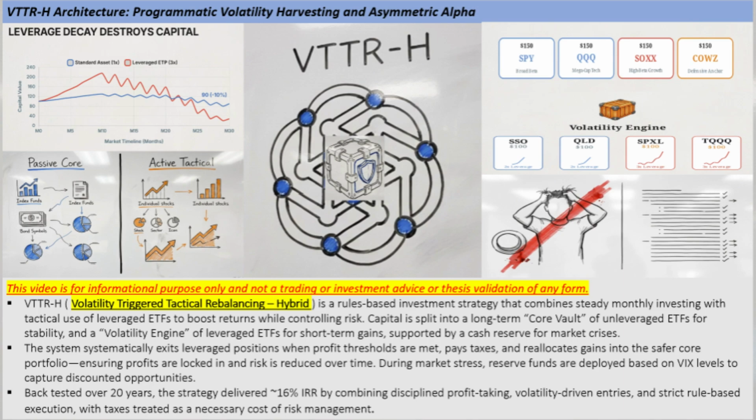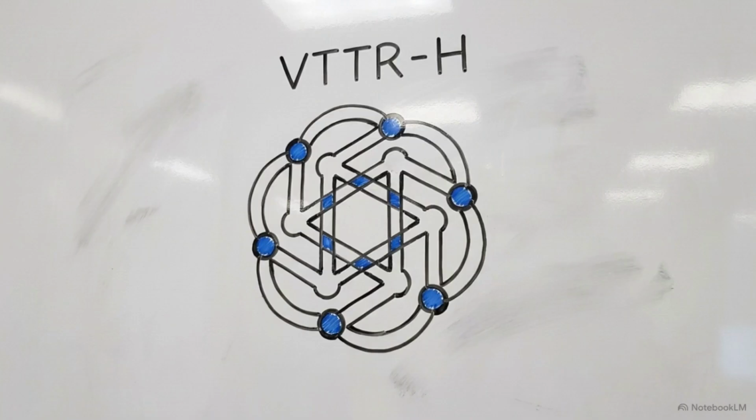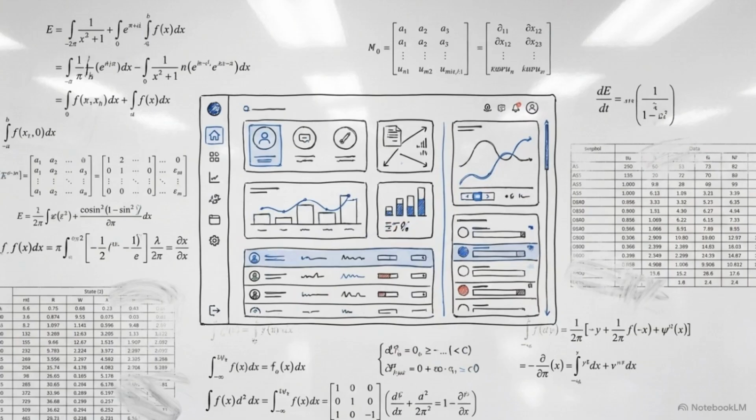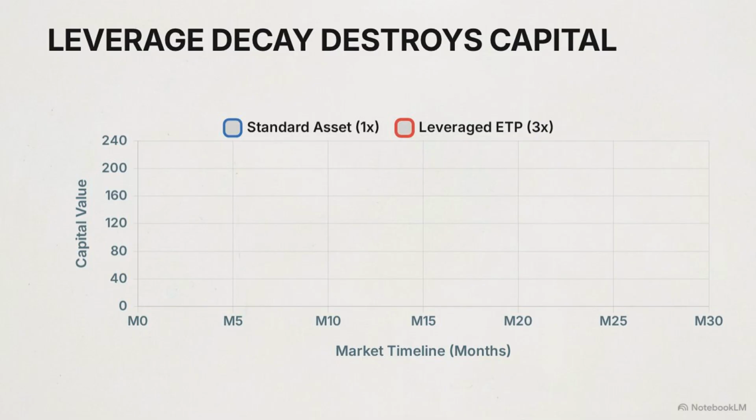The Volatility-Triggered Technical Rebalance Hybrid Framework, or VTTR-H, we are about to deconstruct, is a theoretical quantitative asset allocation model. It is presented here strictly for educational system analysis, not as financial advice.